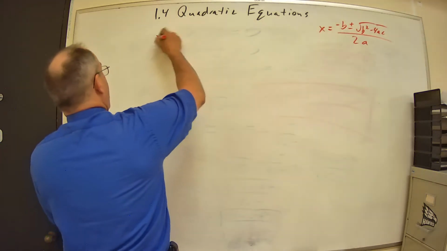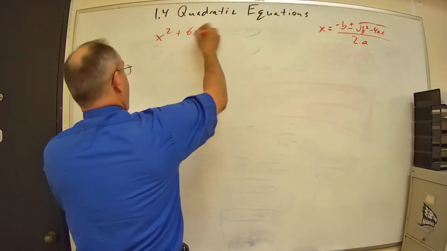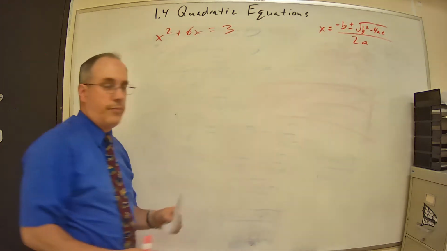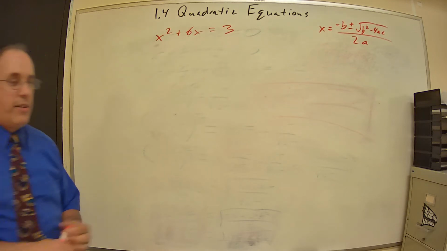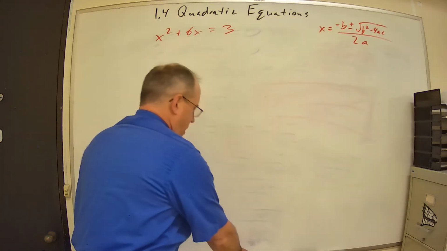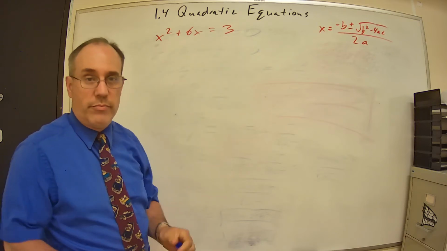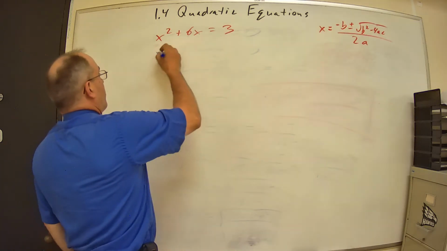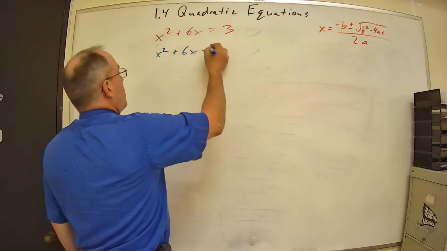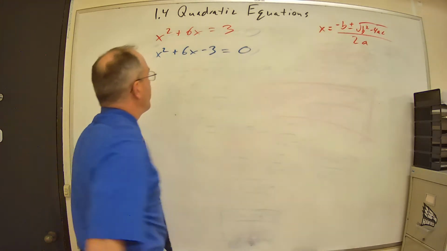Let's say we have x squared plus 6x is equal to 3. Now, in using the quadratic formula, just like any other time we've dealt with solving a quadratic equation, we want it equal to 0. So x squared plus 6x minus 3 is equal to 0.